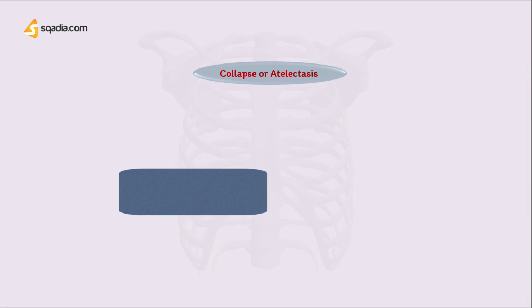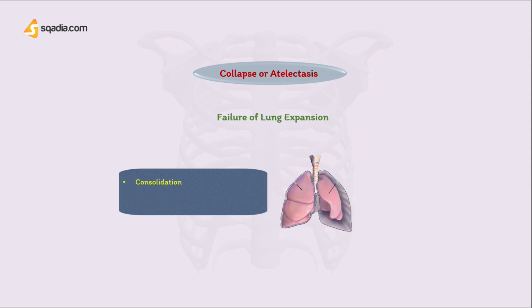Now coming to collapse or atelectasis. This is a failure of all or part of the lung to expand due to loss of air in the alveoli. Some causes of a collapsed lung include consolidation, like a pneumonia, bronchial obstruction by any means, like endobronchial tumor, mucus plugging, or any inhaled foreign body, and external pulmonary compression.